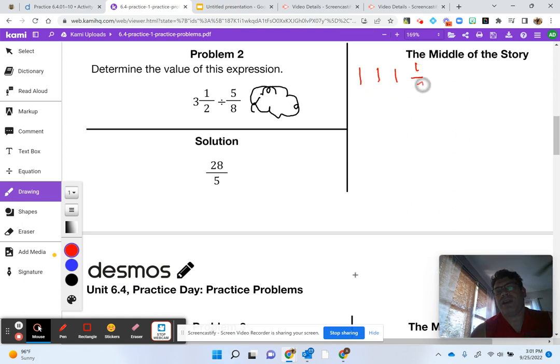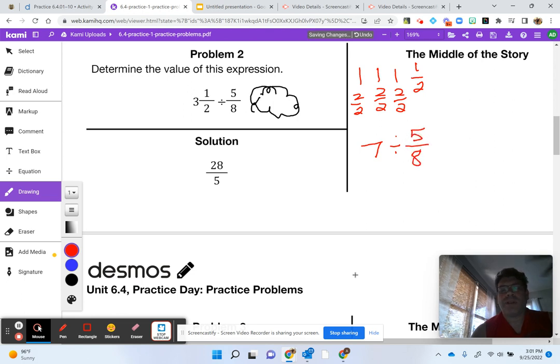1, 2, 3.5. And if we're looking at breaking this down into halves, this is really 2 halves, and this is 2 halves, and this is 2 halves, and then all together is 2, 4, 6, 7 halves. So this is going to be 7 halves divided by 5/8.